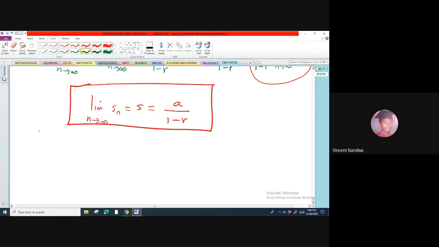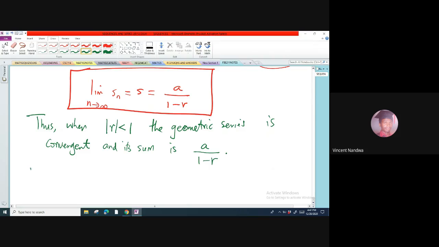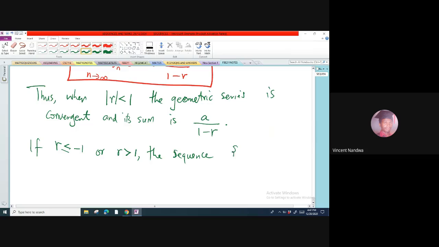So we can say that thus when the absolute value of R is strictly less than 1, the geometric series is convergent and its sum is A over 1 minus R. If R is less than or equal to -1, or R is greater than 1, the sequence is divergent as we have seen before.